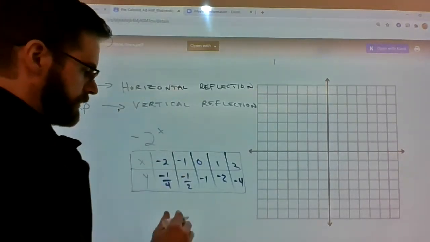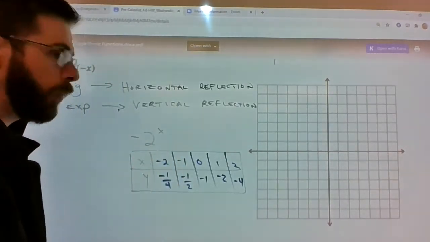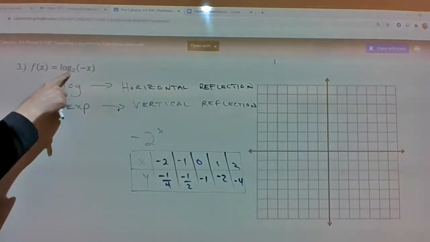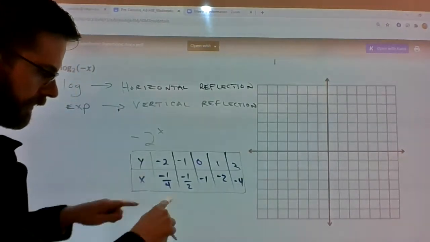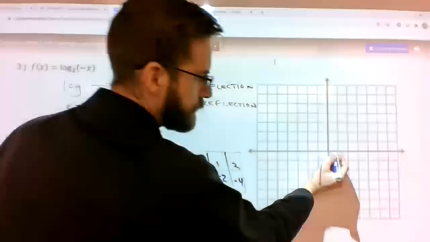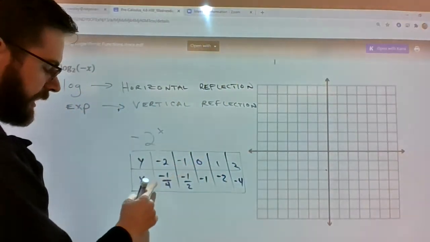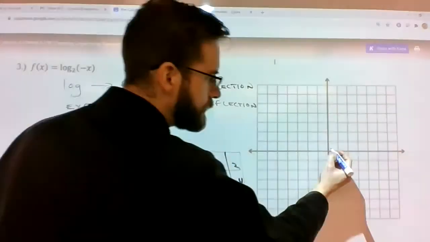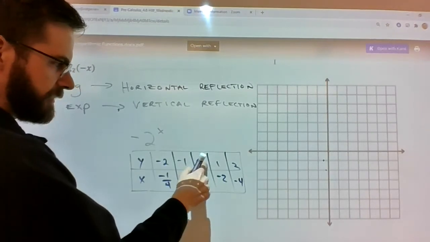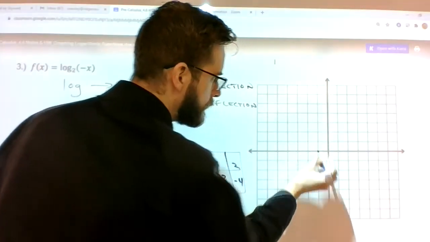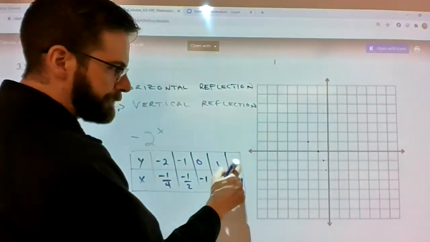Anyway, so you can plot these points to graph your exponential, but we don't want to graph the exponential. We want to graph the log. So we're going to flip the x and the y coordinate. You're going to go left a quarter, down 2. You're going to go left a half, down 1. Left 1, down 0. Left 2, up 1, and left 4, up 2.